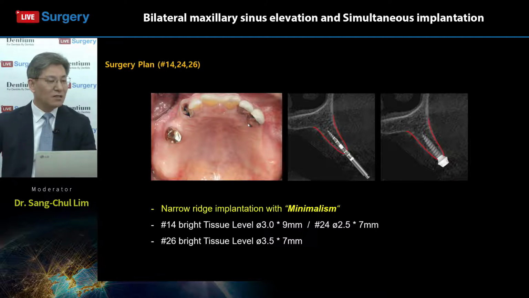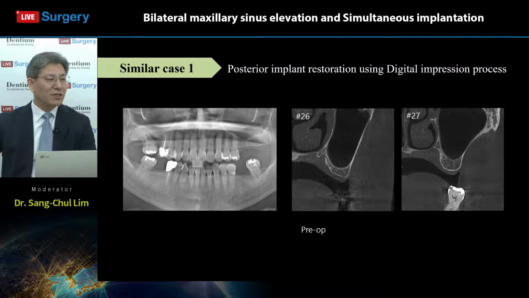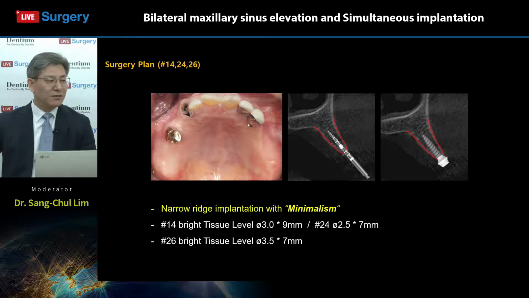Dr. Jung is going to do bright tissue level implantation: about 3.09 millimeter in the number 14 area, and 2.57 millimeter in the number 24 area. The number 26 area received a number 3.5 diameter, 9 millimeter implant.